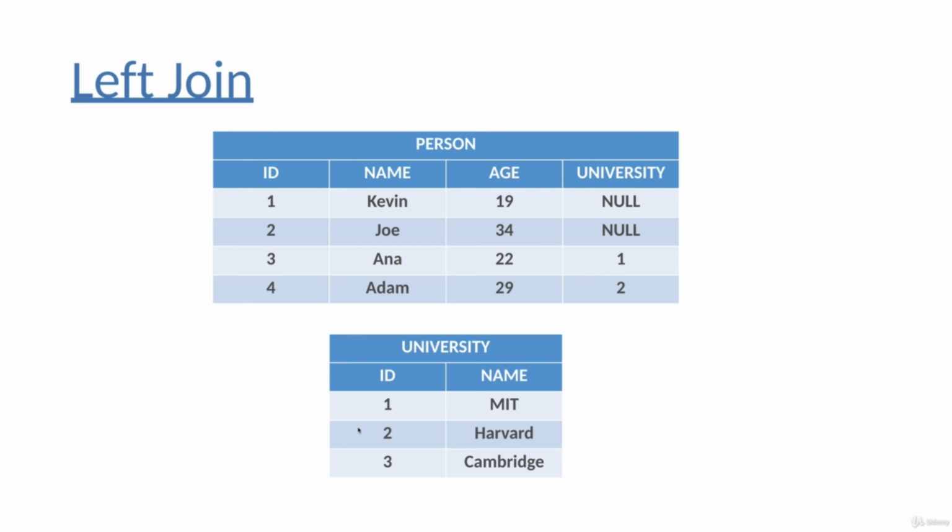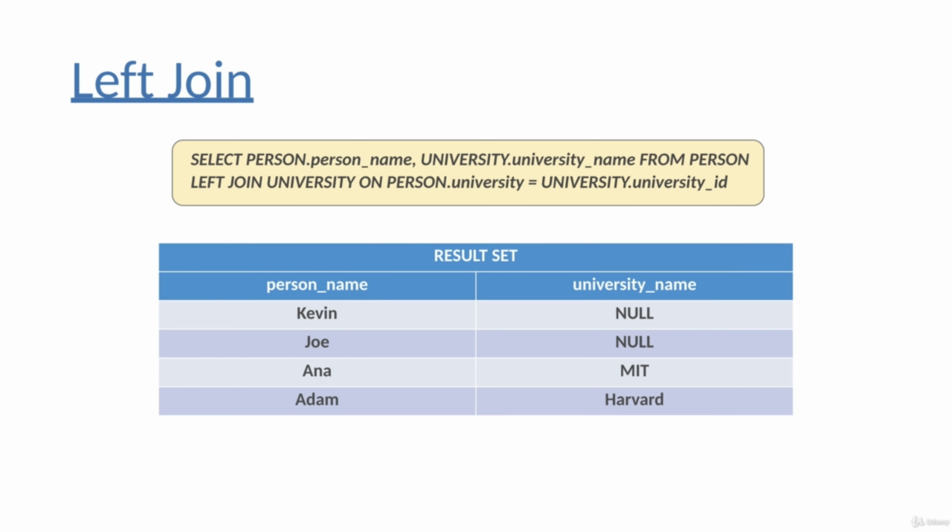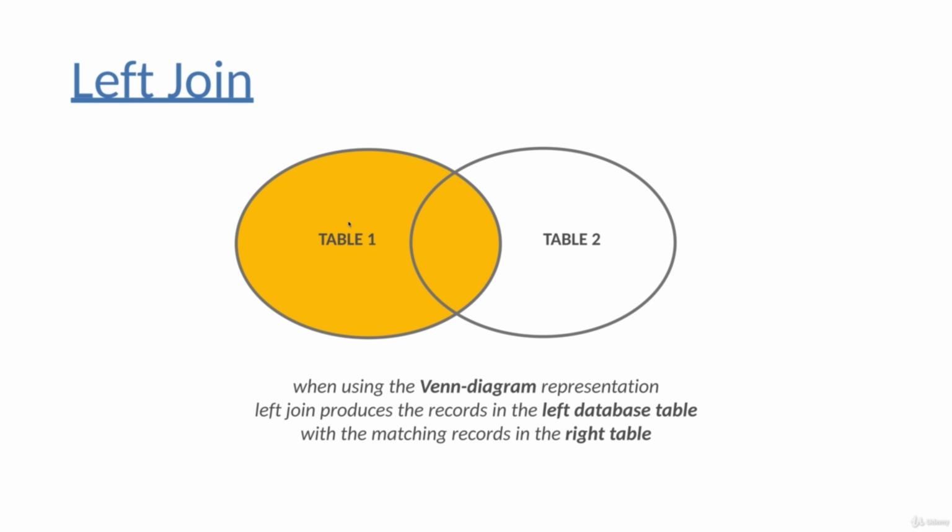So 1 is going to represent MIT, 2 is going to represent Harvard, and so on. So what's going to be the result? Left join is going to keep every single value as far as the left database table is concerned. The left database table is person and university is the right database table. If we take a look at the Venn diagram representation, then as you can see, we take all the items from the left database table.